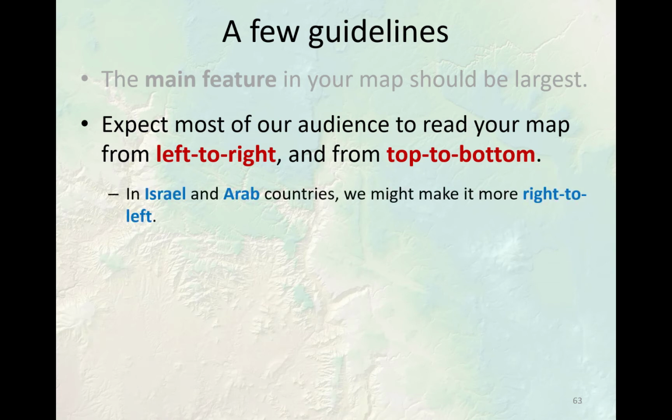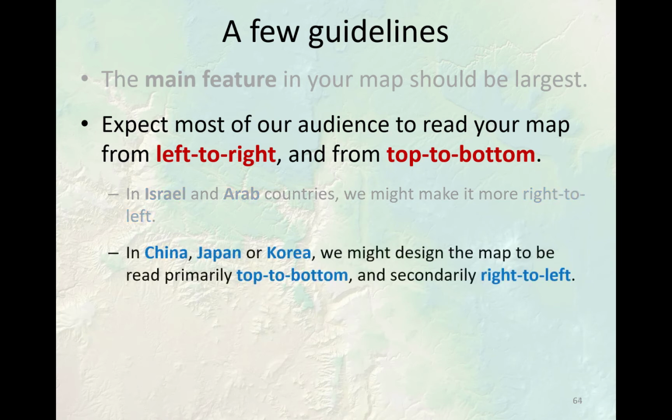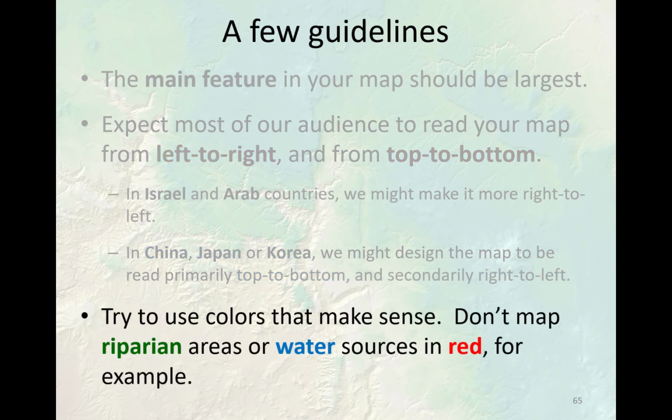But if you're making maps for folks in Israel or in Arab countries, you might arrange the map elements from right to left. In some Asian countries, in China, Japan, and Korea, for example, especially in more traditional societies, you might design the map to be read primarily top to bottom and secondarily from right to left. Then definitely use colors that make sense. Don't map riparian or water areas in red, for example. This is a really common mistake. People add a layer to ArcMap and they just accept whatever default color that is, no matter how ridiculous and non-intuitive that color is. So, use some common sense.